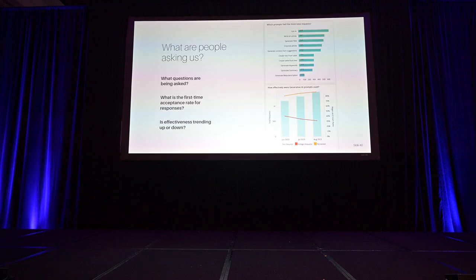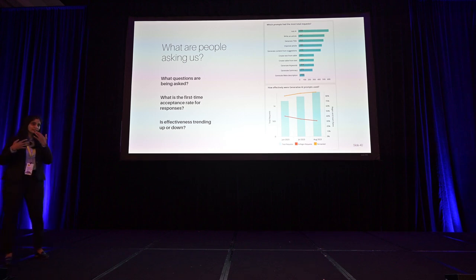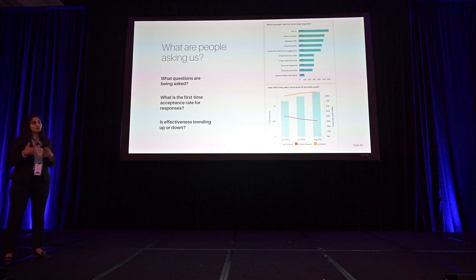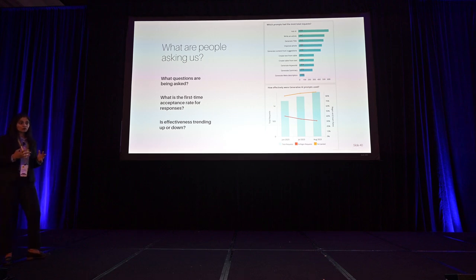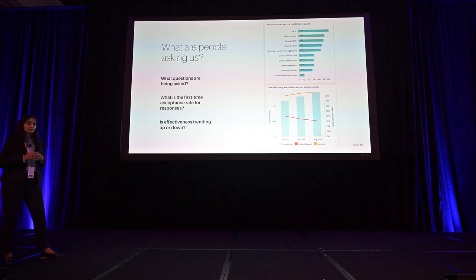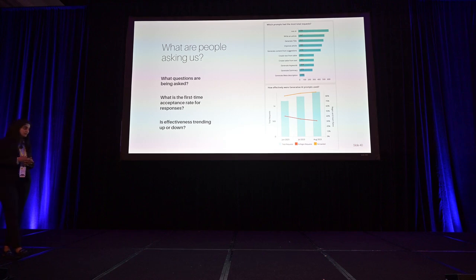So for example, what are the questions that are being asked? What is the first time acceptance rate? So let's say there's a prompt that you've written, which you've rolled out, and most of the time the authors or agents who are using it are regenerating the response. So that means it is not working. Maybe the prompt engineers need to go and re-author that prompt so that it's more effective for the end user. So that kind of analytics needs to be available for you to make those decisions. If you're just writing prompts and rolling out, it won't be effective for the end users.